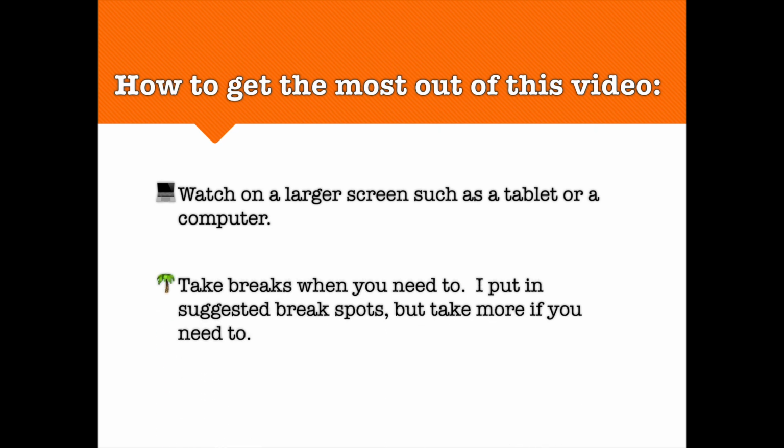Body paragraphs are a huge topic, and even huger when we talk about persuasive body paragraphs. So do take breaks when you need to. I do put in some suggested break spots after I talk about evidence, again after I talk about analysis. They are built in at about 15 to 20 minute intervals, but if you need more breaks than that, it just depends on you, what kind of day you're having, or how approachable this topic is for you. I know it's not the most exciting stuff. Just go ahead and hit pause on the video, take your break, and come back when you're ready. Even if it's the next day, don't forget to come back.